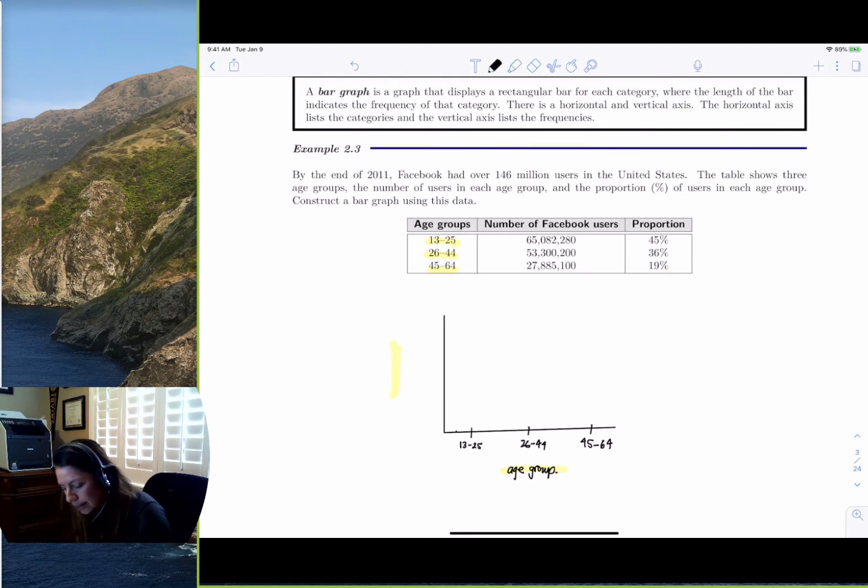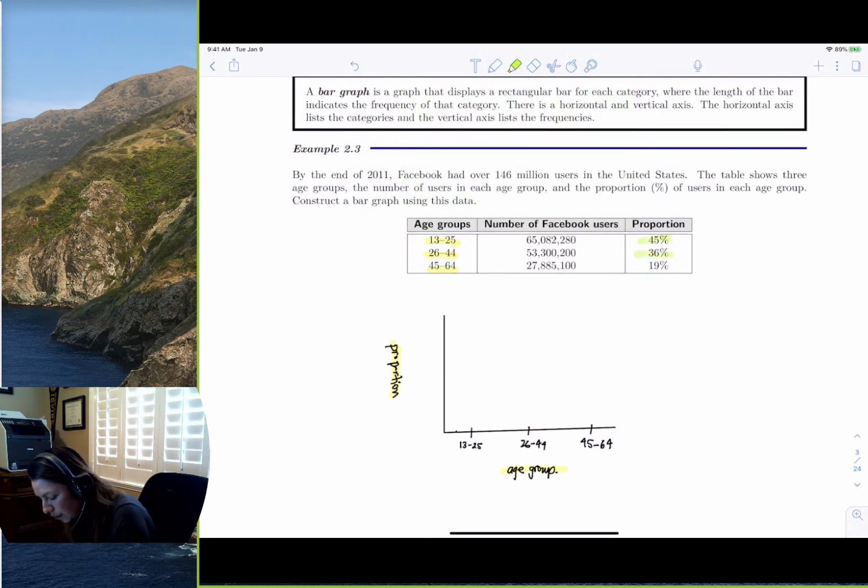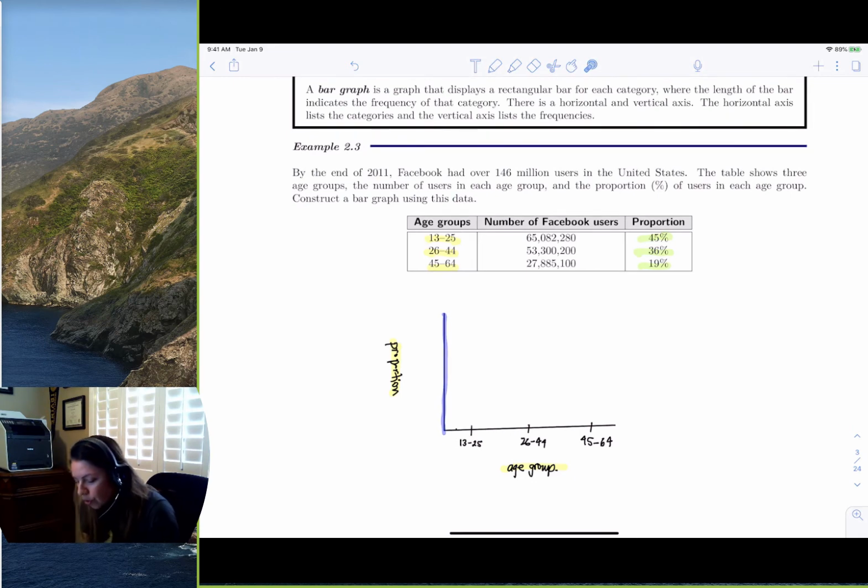And so the y-axis would be the frequency. In our case, we're going to be using the relative frequency in the table with proportions. So we would say, here's the proportion. We could see that the proportions here are 45%, 36%, and 19%. So whatever I label here on the y-axis should correspond to these percentages.